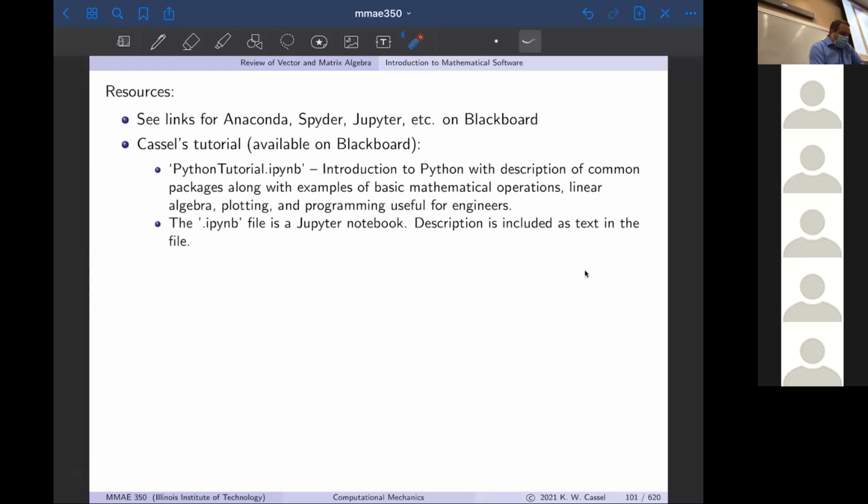Resources that you'll find on Blackboard are links for Anaconda, and that's explained in the tutorial, but Anaconda is by far the easiest way to get Python, as well as all of the tools and packages and libraries that you would need as engineers. That's all you'll need for this class. You will never need to download anything else and add it into your Python installation. It's all included with Anaconda. Anaconda is also an application.